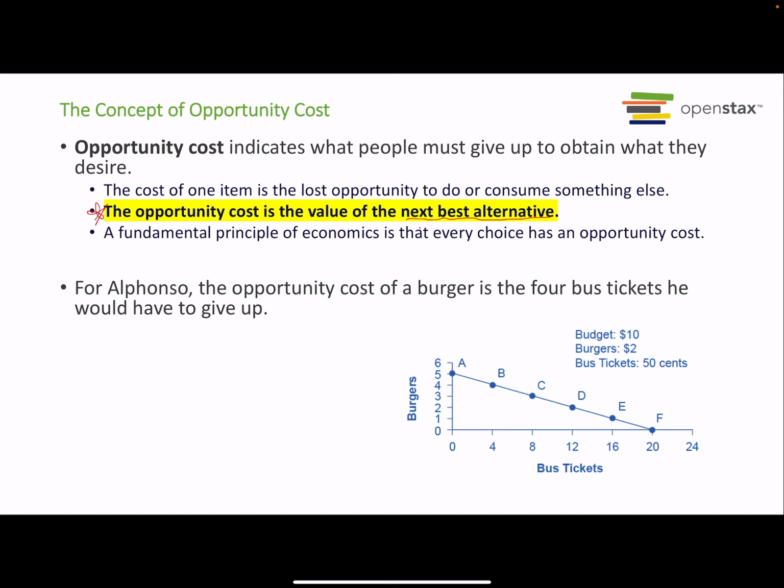Again, in economics, we're studying these decisions that people make. Well, the reality is that every choice has an opportunity cost. If I choose to spend an hour in my office, that is an hour that I'm not with my family. There was an opportunity cost. I had to give up something else. Back to our Alfonso example, his opportunity cost of a burger are those 4 tickets that he is not able to purchase because he spent $2 on the burger.